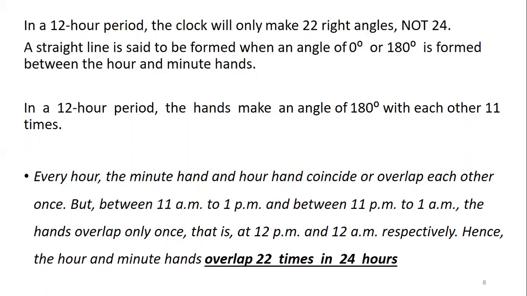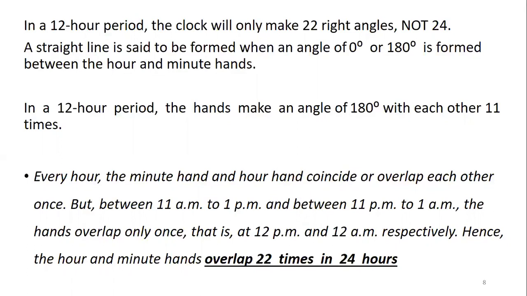At 12 o'clock, the minute hand and hour hand are in the same position. In 12 hours, it makes the coinciding or overlapping not 12 times, but only 11 times. What is the reason? Between 11 a.m. and 1 p.m., it coincides only one time, at 12 p.m., and between 11 p.m. and 1 a.m. it coincides only one time, at 12 a.m. So only 22 times in 24 hours.